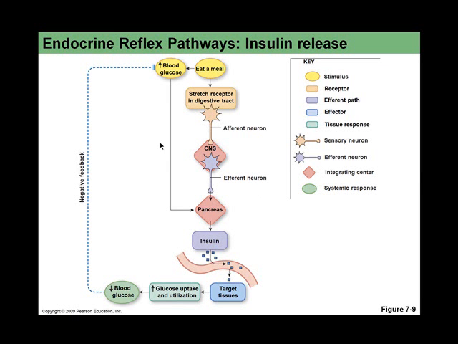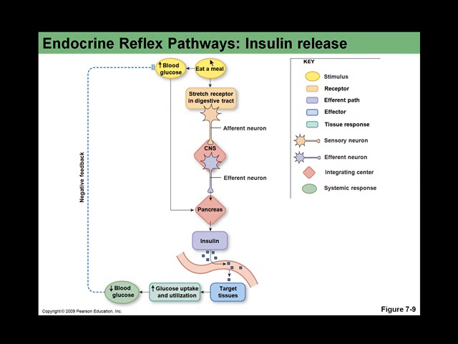So here we see it. Sorry about that. This is obviously our last slide. The endocrine reflex pathways for insulin release are shown on this slide. So insulin is related to plasma glucose levels. So we are looking at plasma glucose levels being high or increasing up here and decreasing or being low over here.